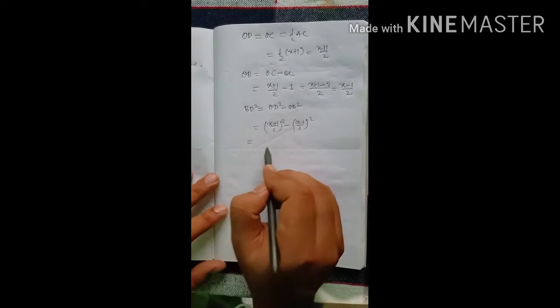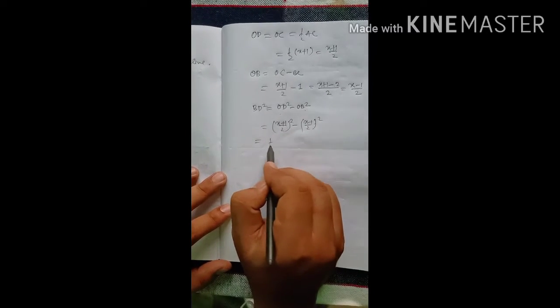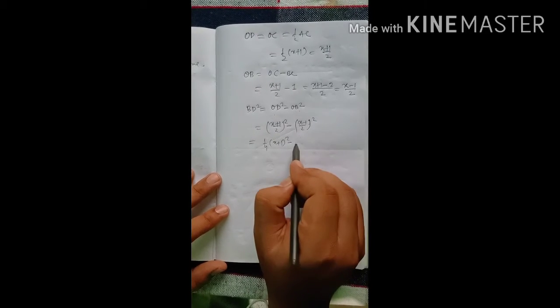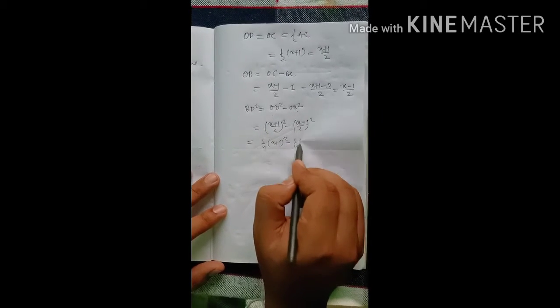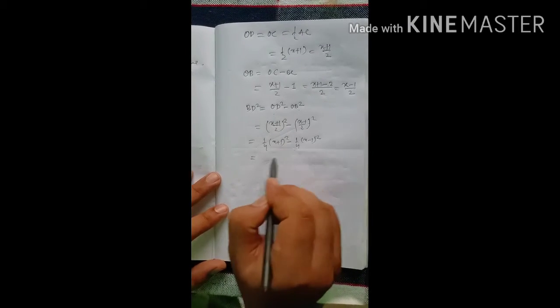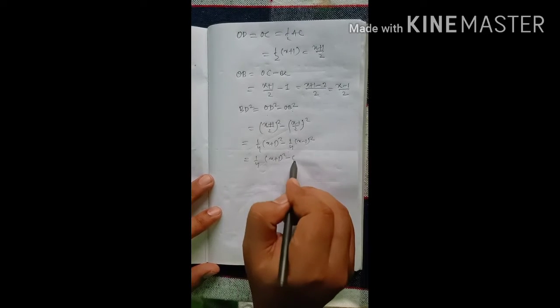In the next step what will happen? The square of 2 is 4, so 1 by 4 into (x plus 1) whole square, minus, again the square of 2 is 4, 1 by 4 into (x minus 1) whole square. If we take 1 by 4 common, then it will be (x plus 1) whole square minus (x minus 1) whole square.